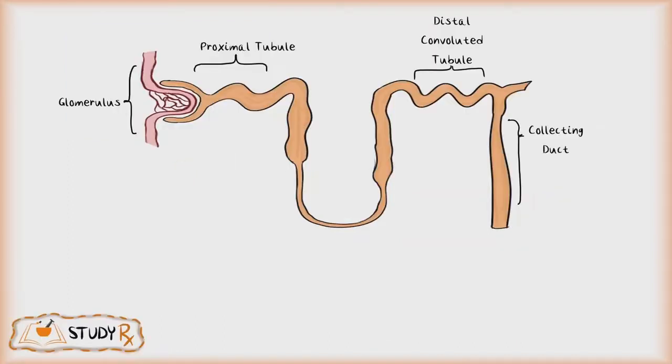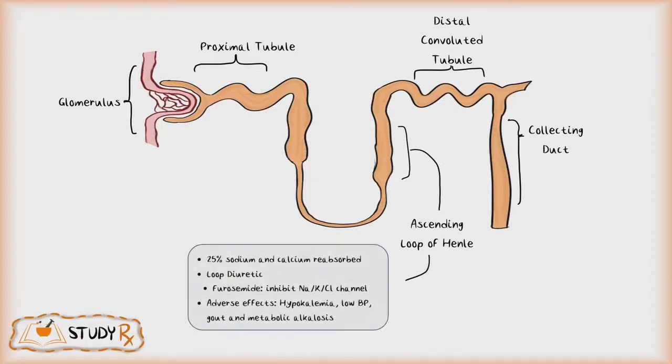So more specifically, I'm going to talk about the ascending loop of Henle, which has an approximate 25% reabsorption in sodium and calcium. Loop diuretics such as furosemide inhibit the sodium, potassium, and chloride channel. There will also be an increase in secretion of calcium and magnesium. Furosemide may be used for patients with edema or congestive heart failure, but adverse effects to remember are going to be hypokalemia, low blood pressure, and gout.